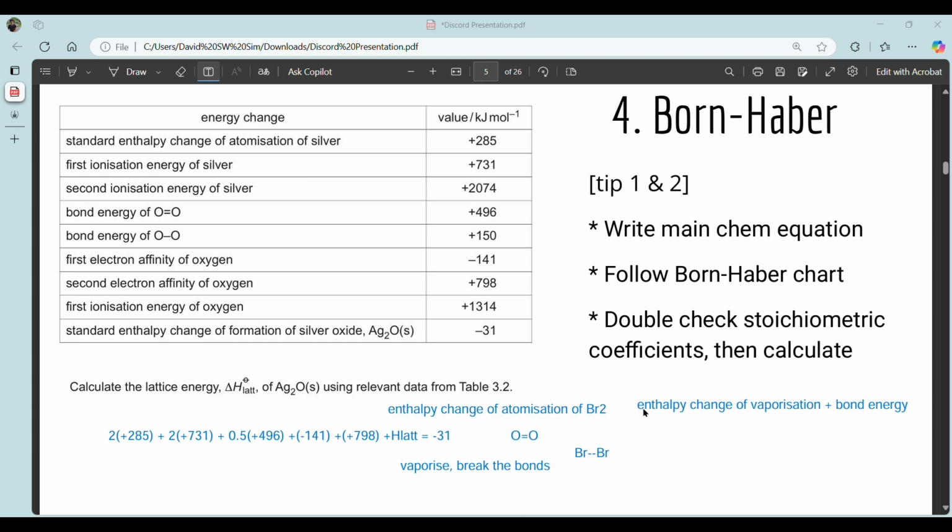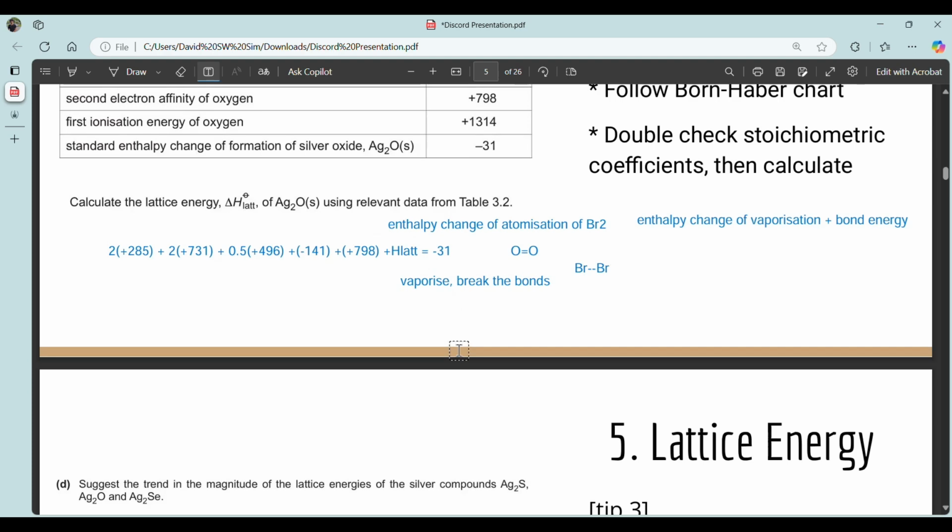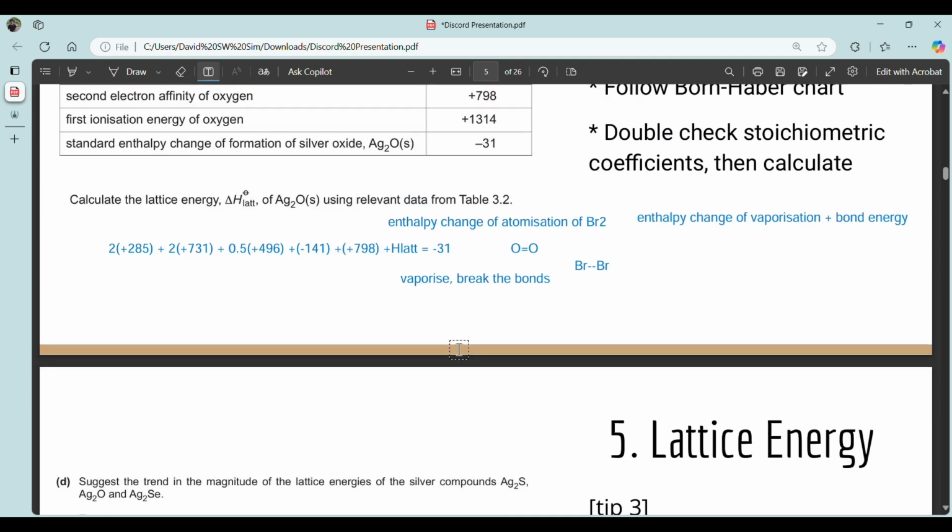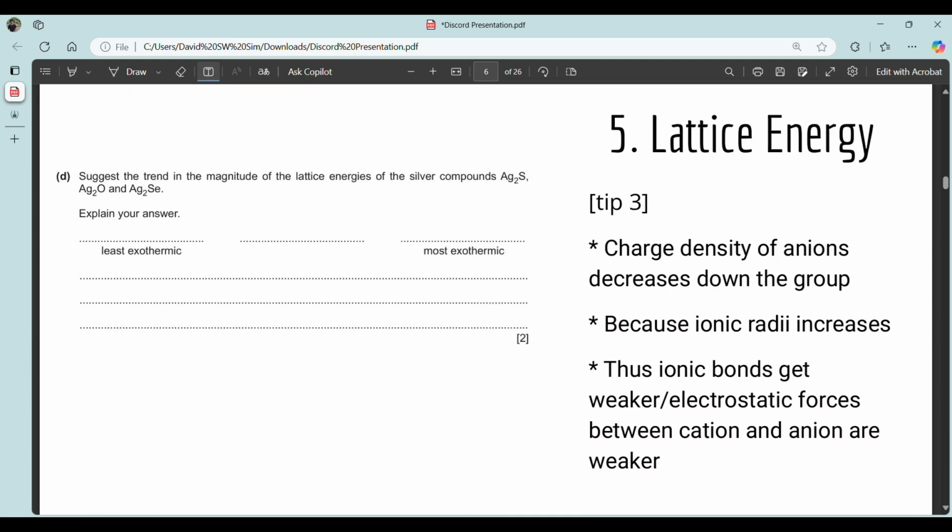Negative 2968. Did everyone else get negative 2968? Alright, so I guess that is the answer. Right, so with that out of the way, alright.